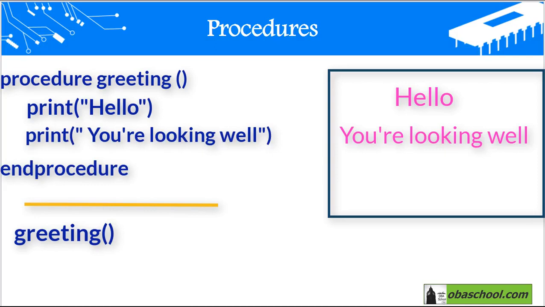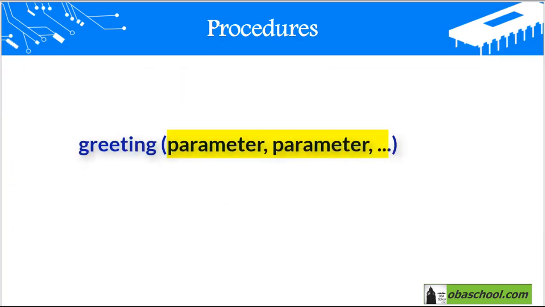To make the procedure more useful, you can pass it one or more parameters. The parameter is a variable named in the procedure heading that will receive and use whatever value you pass it.